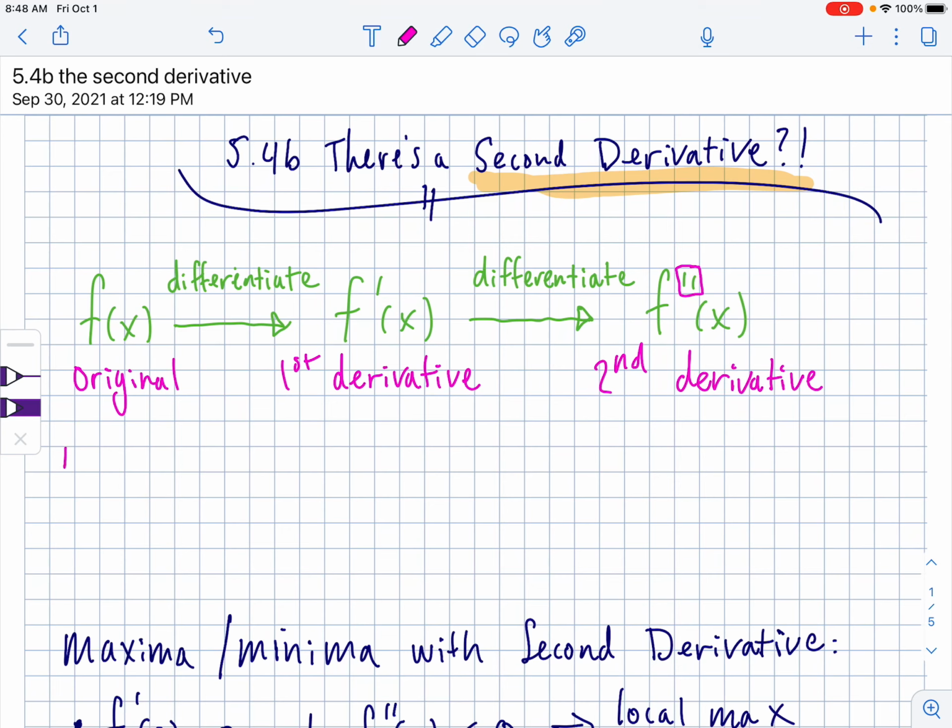Now, why would you want to take a second derivative? What does it tell us? That's a great question. We know that this original is a point machine or a coordinate machine. The first derivative is a slope machine. And the second derivative, we're going to talk about it later in the video, but I'll just use the word now. It's a concavity machine.